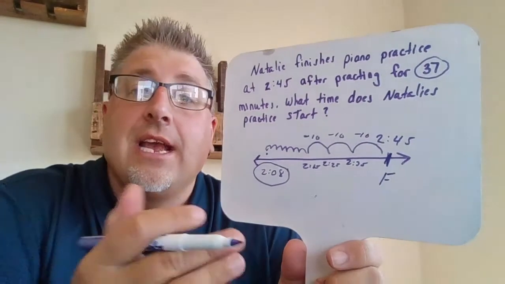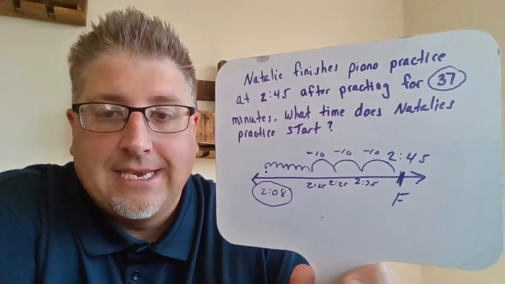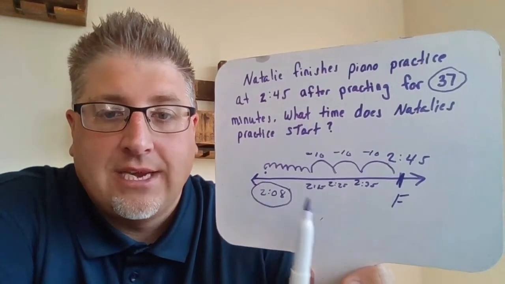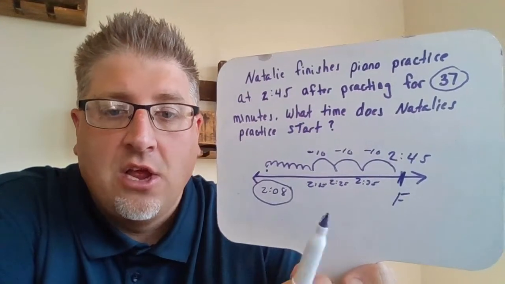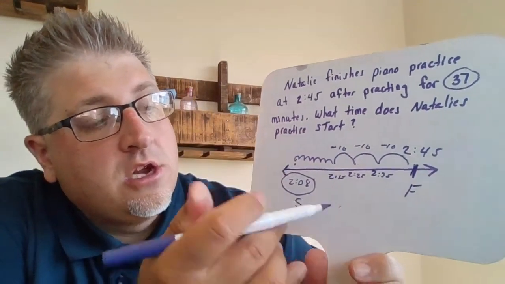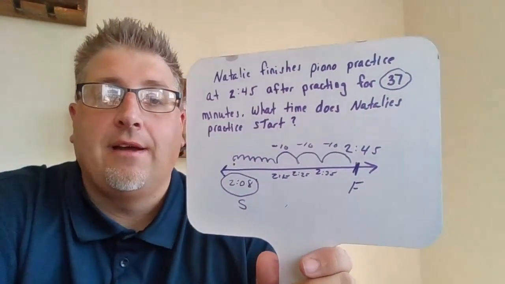Okay? So you can see how I used the number line to count backwards by 10 for 30, and then 7 more tick marks to get us back 37 minutes. So she started at 2:08. I'll put the S right there. She started at 2:08, and she finished at 2:45.